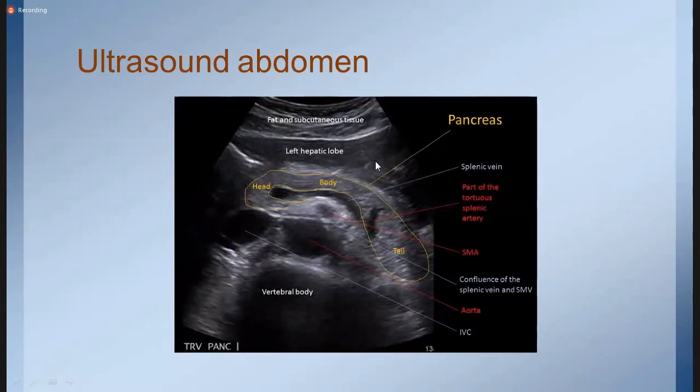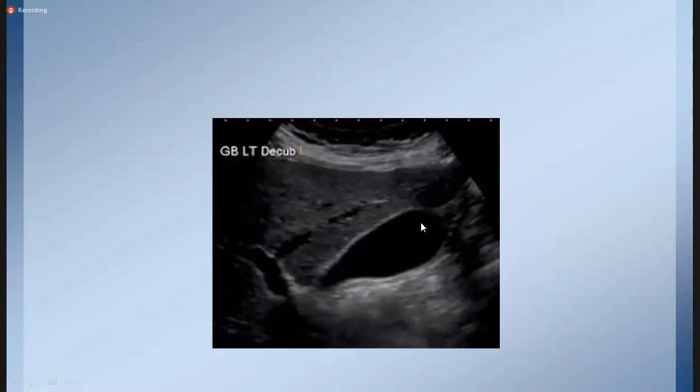So this is a normal ultrasound image of the pancreas. So this is a normal ultrasound image of the gallbladder, demonstrating its fundus, the body, and this is the neck.